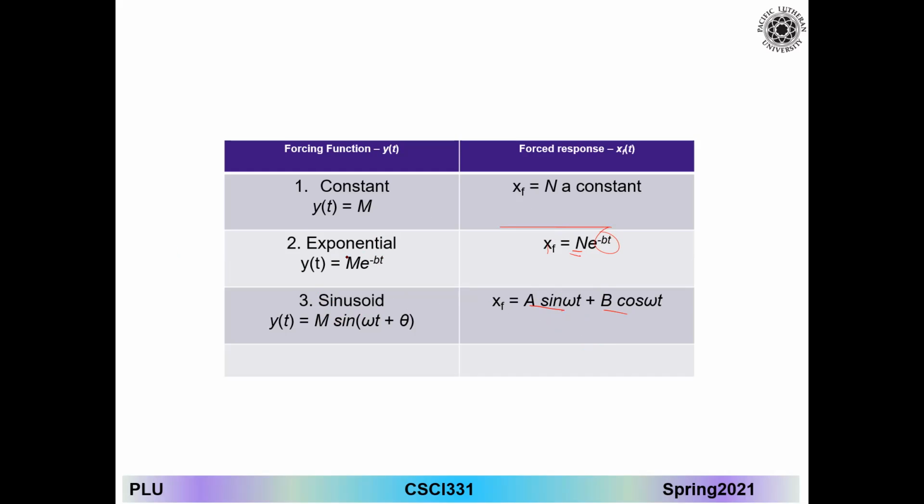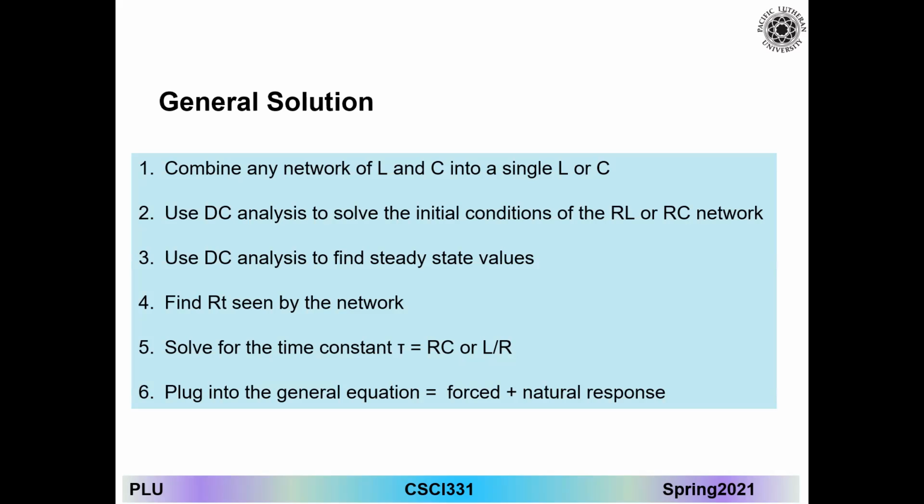Today we are just going to solve an example for the exponential source. Here is the general procedure for how we can solve it. As we did from the constant source, we collect all the inductors and capacitors into a single capacitor and a single inductor, deal with the steady state, find the R total, which is based on the time constant, and then plug in the general response, forced and natural response. Here we are going to focus on the forced response since we have a source different from a constant source.